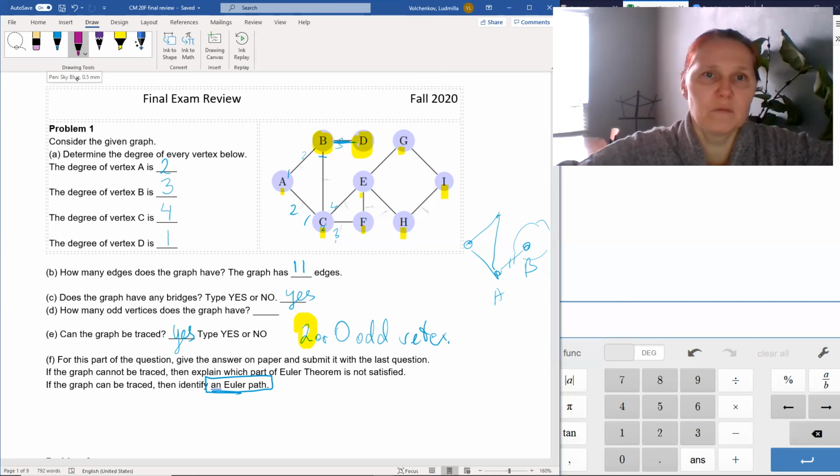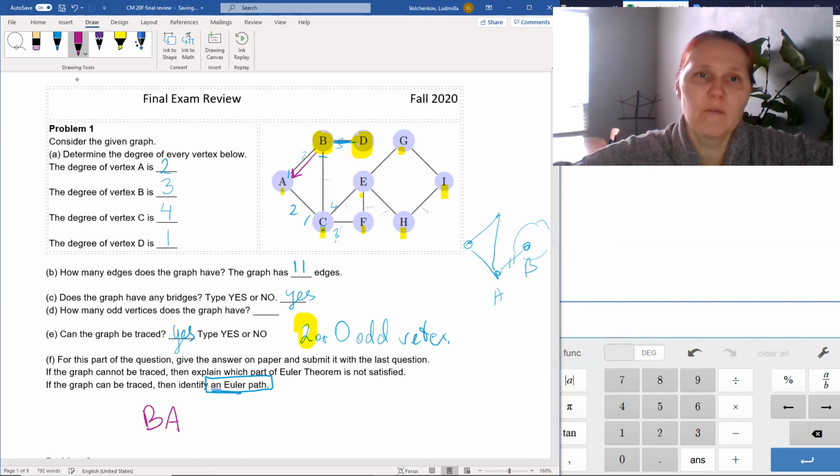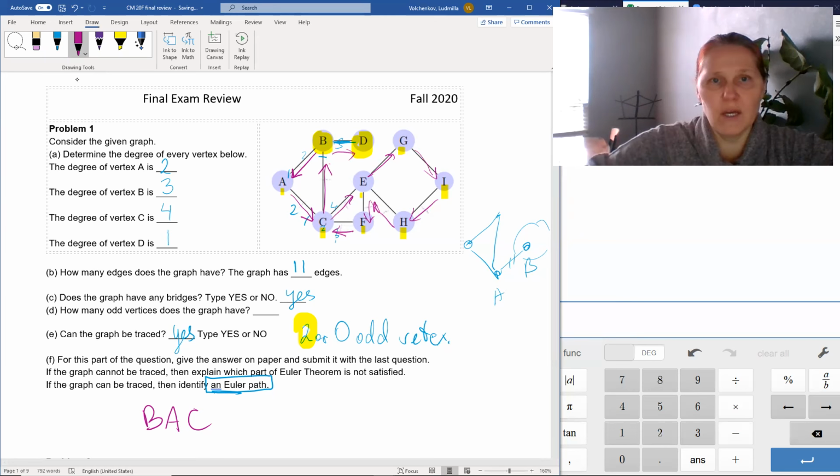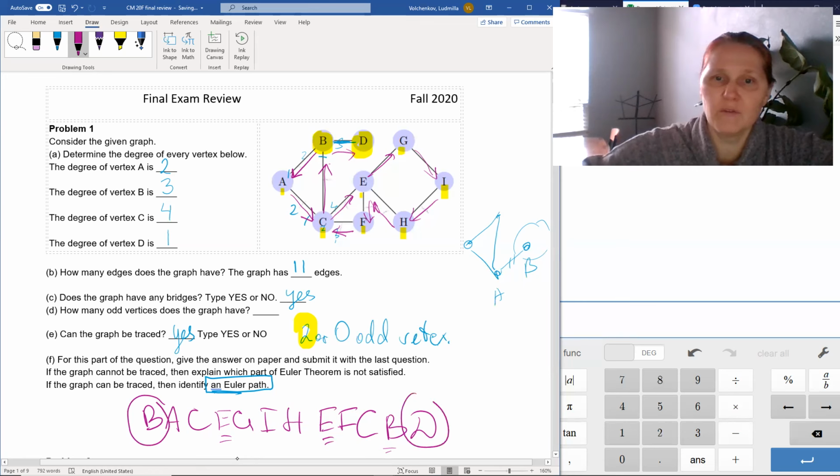Let us start at B. From B, we will move to A, then to C. There are a lot of different ways to trace the graph. B, A, C, E, G, I, H, E, F, C, B, D. We can repeat a vertex, but we cannot repeat an edge when we trace the graph. We start at B, the first odd vertex. We finish at D, the second odd vertex.